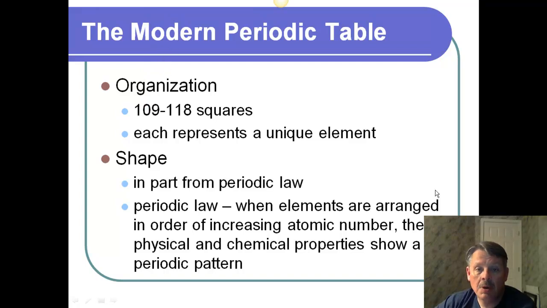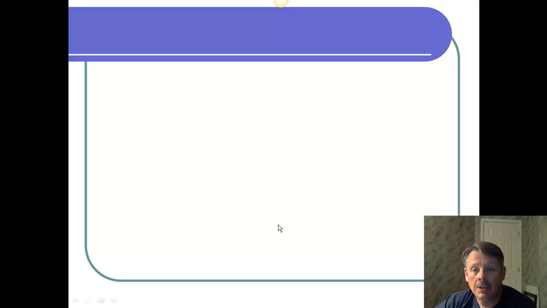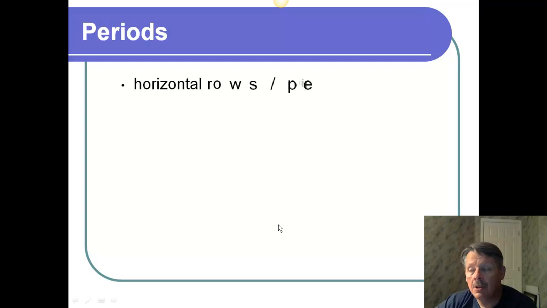And the shape of our periodic table is in part from the periodic law. If you remember from our previous podcast, the periodic law talks about when elements are arranged in order of increasing atomic number. Remember, that's the number of protons that they have. Mendeleev didn't know about atomic numbers. Their physical and chemical properties show a periodic pattern.